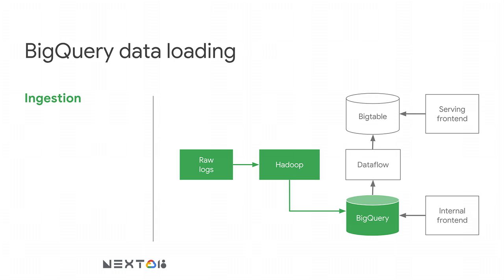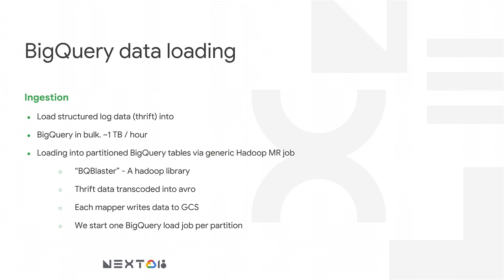So let's look at how we are ingesting data into BigQuery right now. Specifically, our raw logs are stored on HDFS in serialized Thrift. We generate about 1 terabyte of data an hour of raw logs. And we built an internal tool, a Hadoop library called BQ Blaster. I think there was a presentation about this one earlier today that went into a little bit more detail.